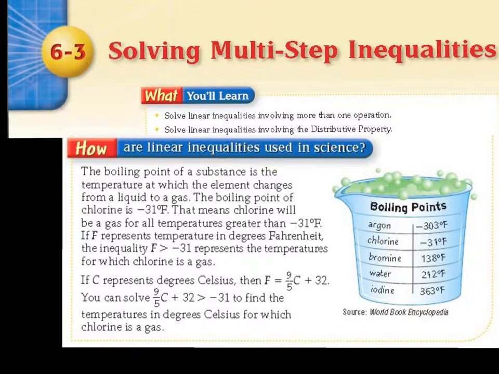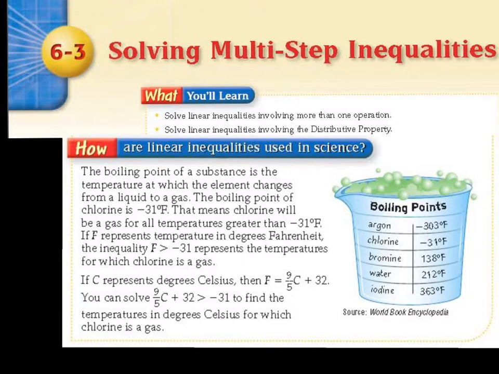The boiling point of a substance is the temperature at which the element changes from a liquid to a gas. The boiling point of chlorine is negative 31 degrees Fahrenheit. That means chlorine will be a gas for all temperatures greater than negative 31 degrees Fahrenheit. If F represents the temperature in degrees Fahrenheit, the inequality F is greater than negative 31 represents temperatures for which chlorine is a gas.